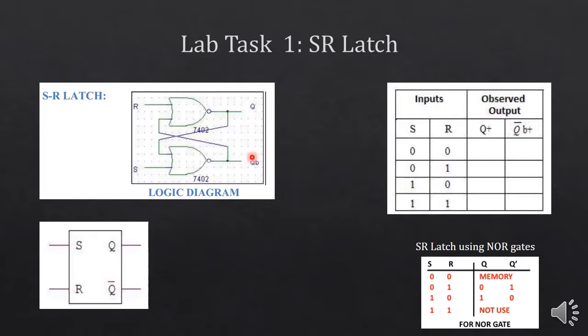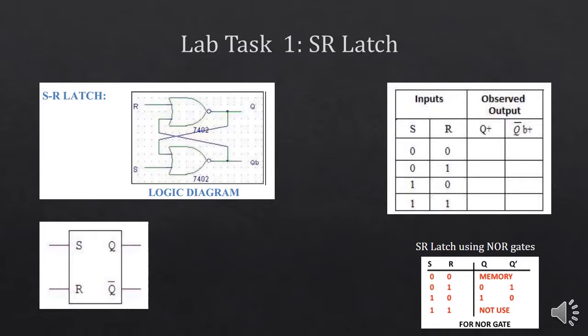So initially if we say that the state is 1 0, next when we apply 0 at the reset and 1 at the set, the output will be equal to 0 and 1. Basically it will reset the previous state.